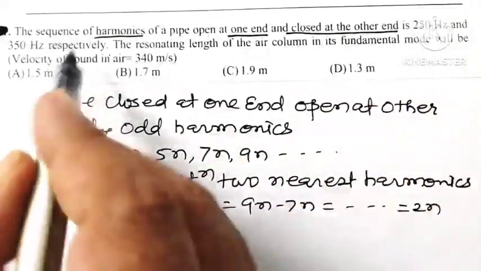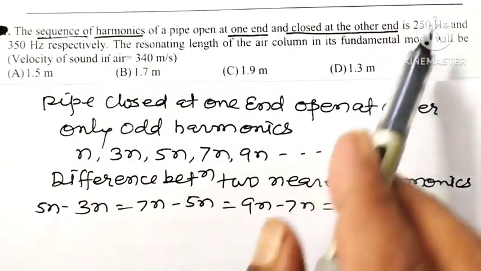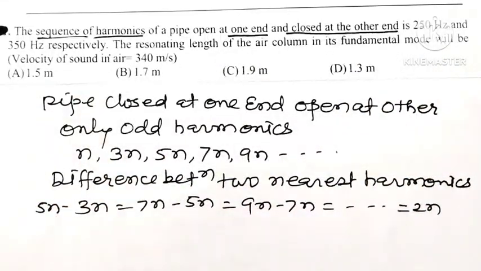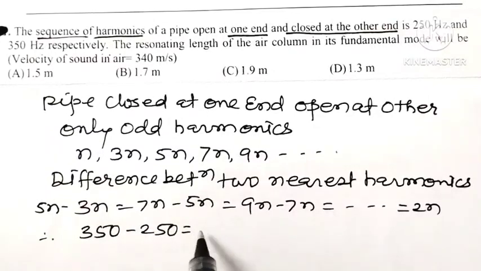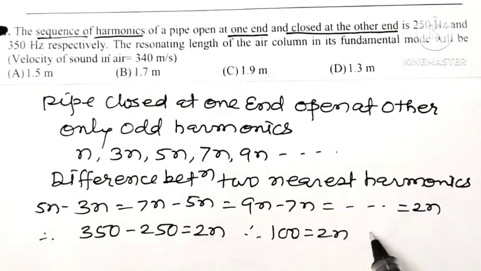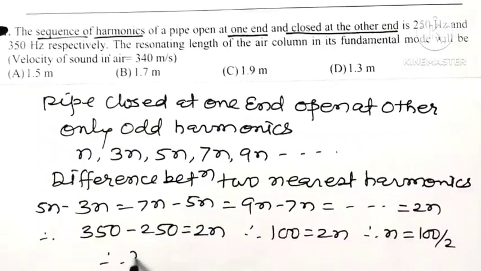See here, the sequence of harmonics means frequencies of harmonics taken in sequence. They are 250 Hertz and 350 Hertz. It means 350 minus 250 is equal to 2n. Therefore, 100 is equal to 2n, or n is equal to 100 divided by 2, so fundamental frequency n is equal to 50 Hertz.